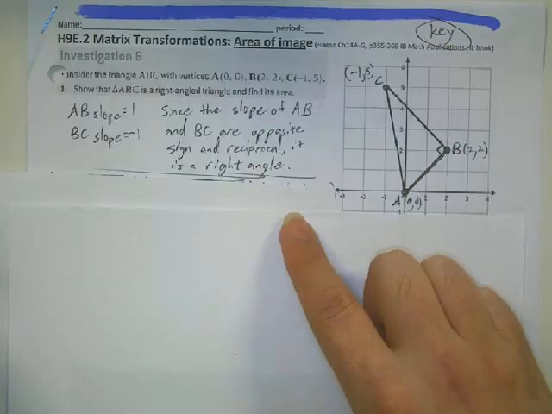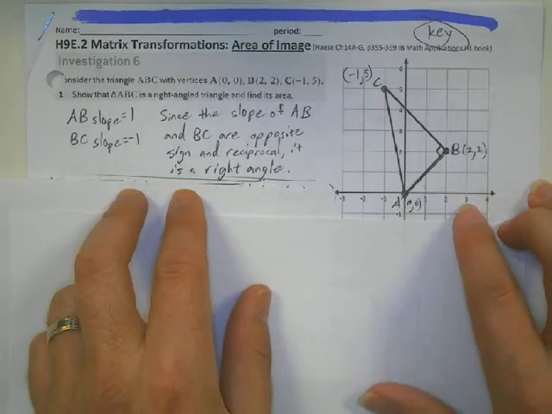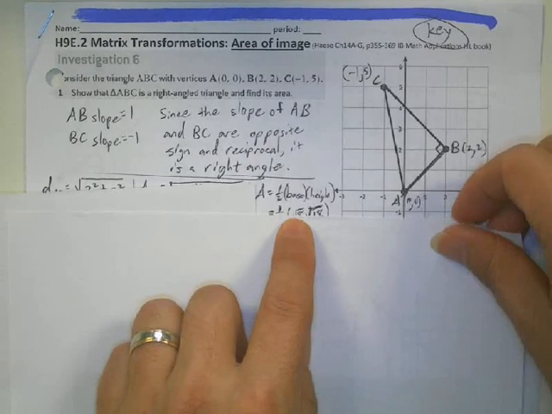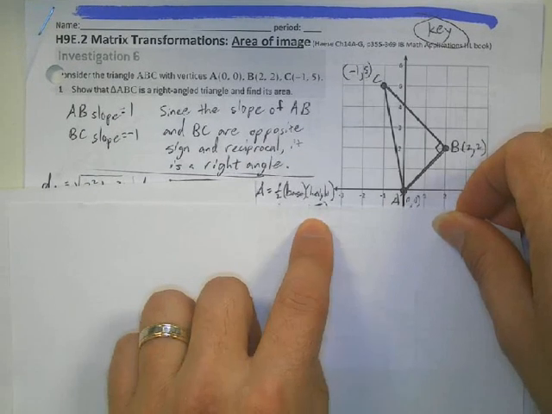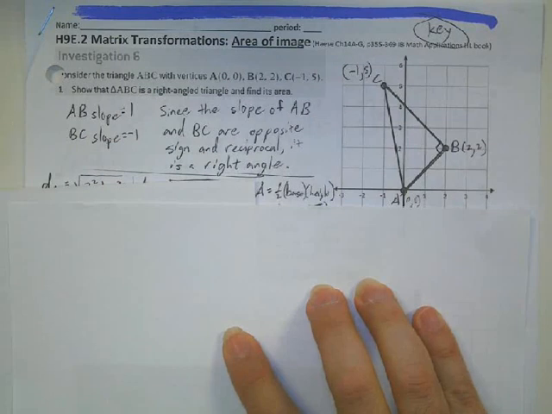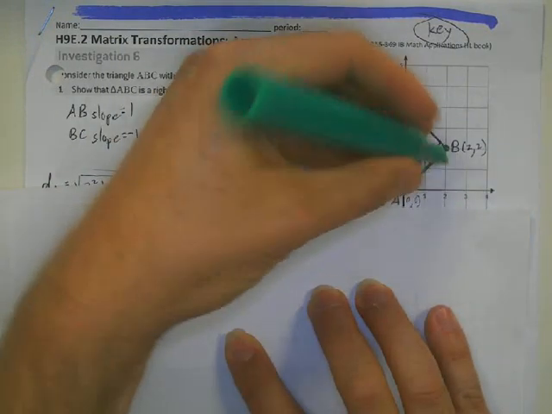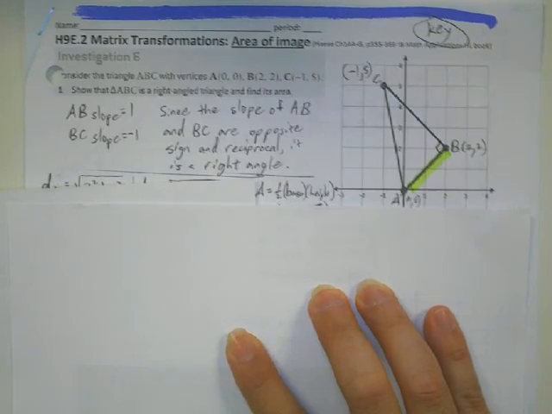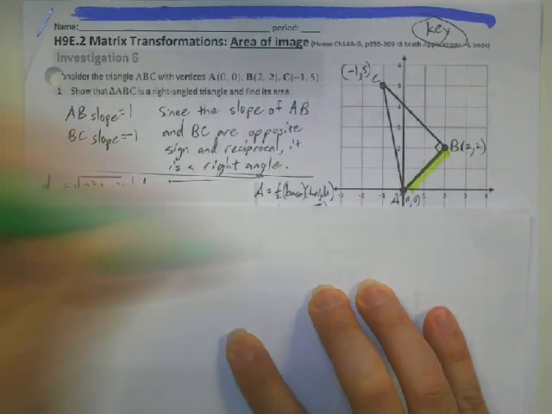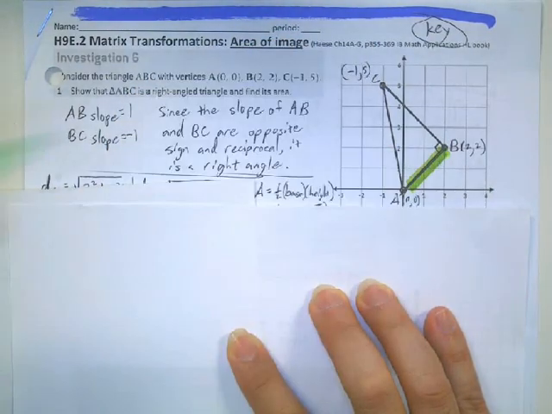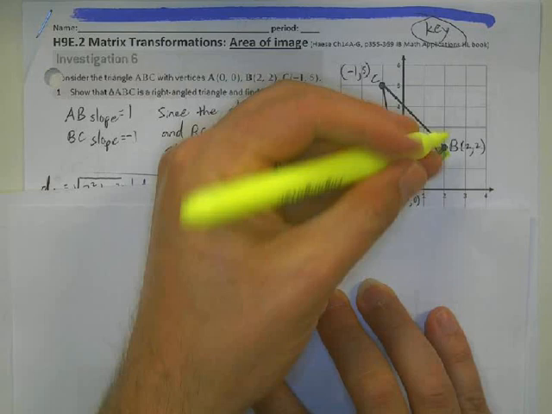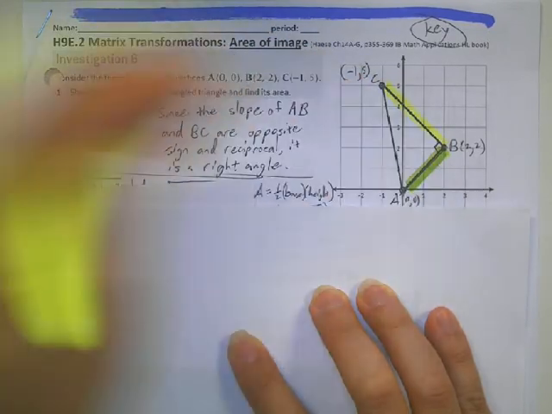Now, to find the area, we know the area of a triangle is 1/2 base times height, right? So I need to figure out this length. Let's use a different color. That didn't really show up too much. I need to figure out this length here, and I need to figure out the height, which is, let's use green. Okay, that.